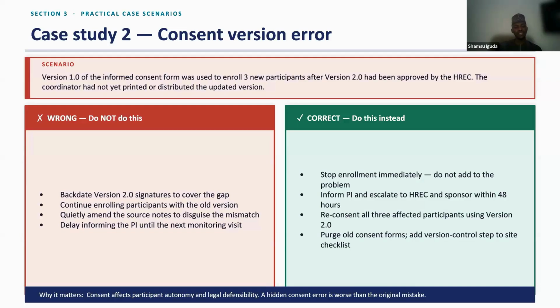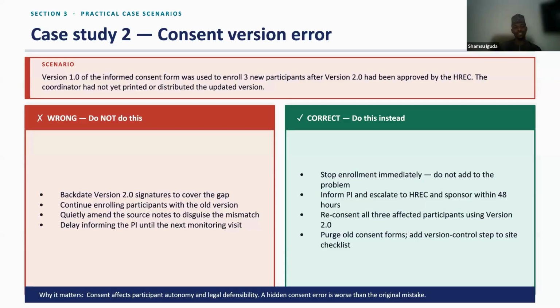Now, let us look at the correct column, the one colored in green. The first action is to stop enrollment. You have already enrolled three participants with the wrong version. Now you have to stop the enrollment and not add a fourth, fifth, or sixth participant. The next action is for you to notify the PI. You have to tell the PI right away, not at the next meeting. On that particular day, you have to tell the PI.